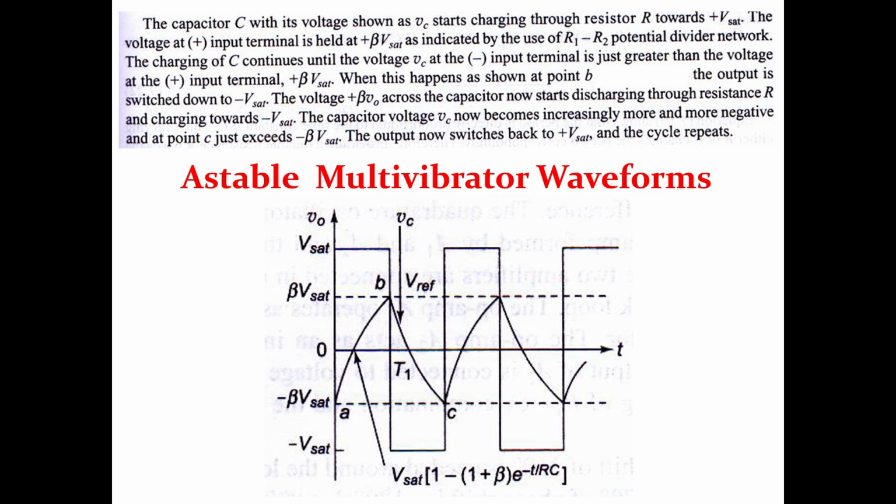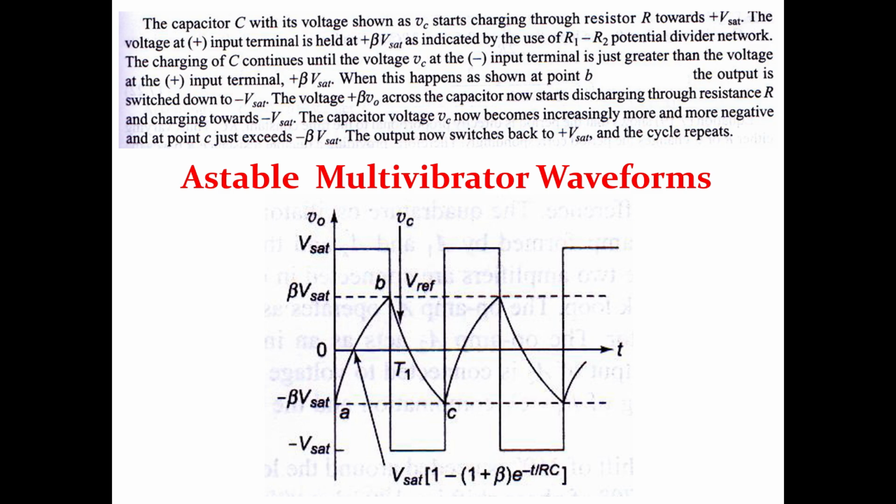The voltage at the positive input terminal is held at plus beta V saturation, as indicated by the use of the R1 R2 potential divider network. The charging of C continues until the voltage VC at the negative input terminal is just greater than the voltage at the positive input terminal, plus beta V saturation. When this happens, as shown at point B, the output is switched down to minus V saturation.